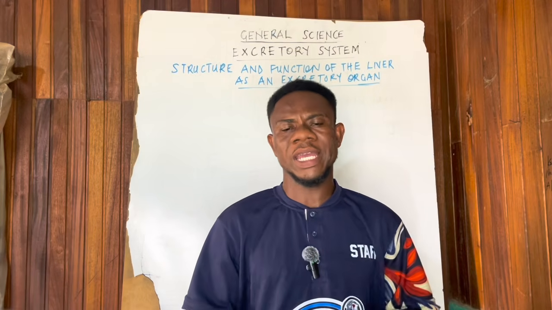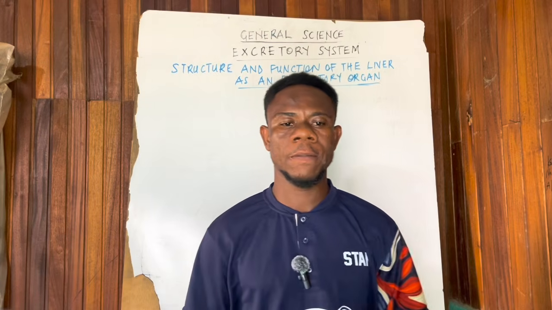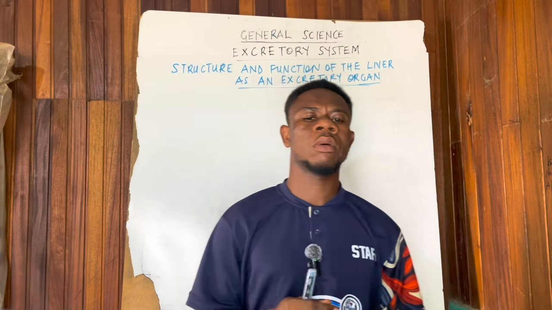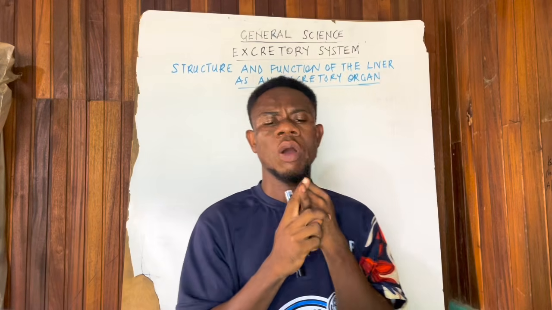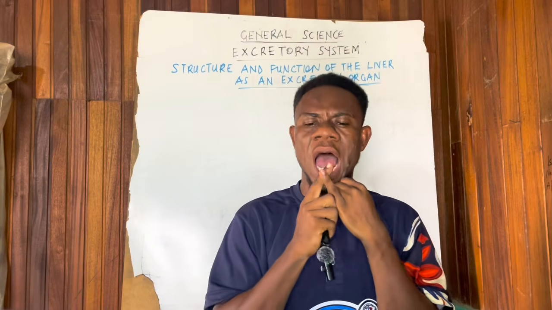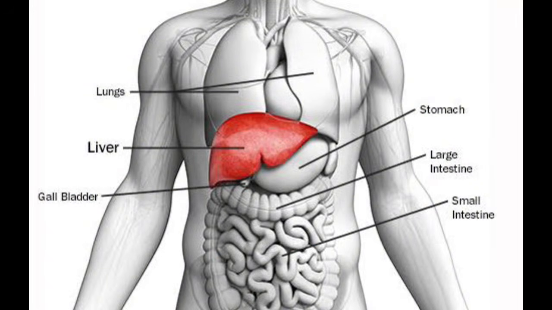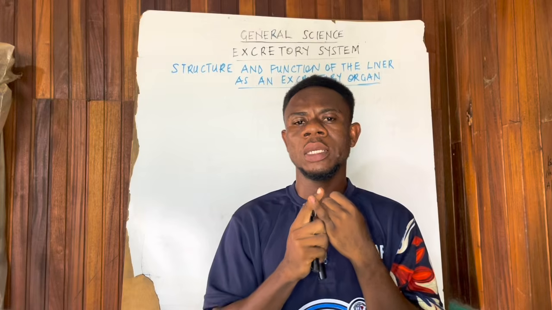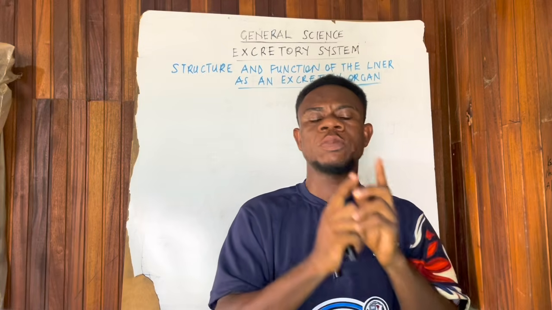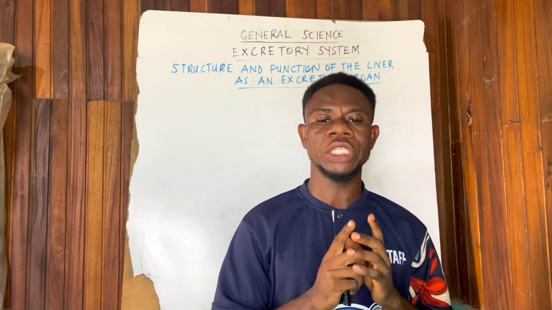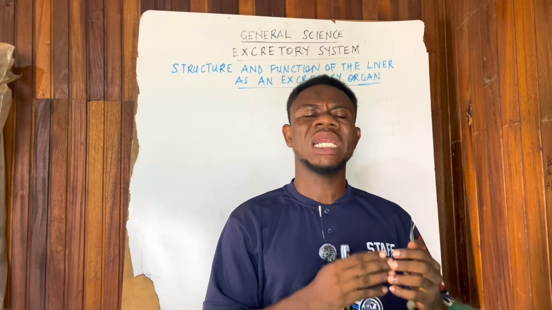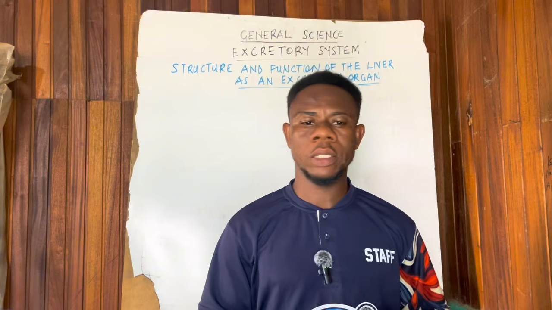Where is the liver located? First of all, I will talk about the position. Now, the liver is located in the right upper abdomen. The liver sits below the lungs. It is protected by the rib cage. It extends across the midline into the left upper abdomen.